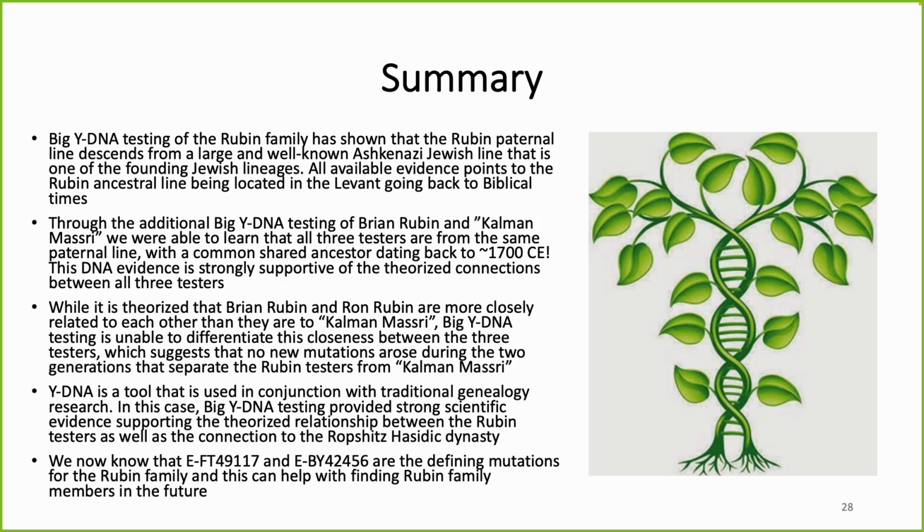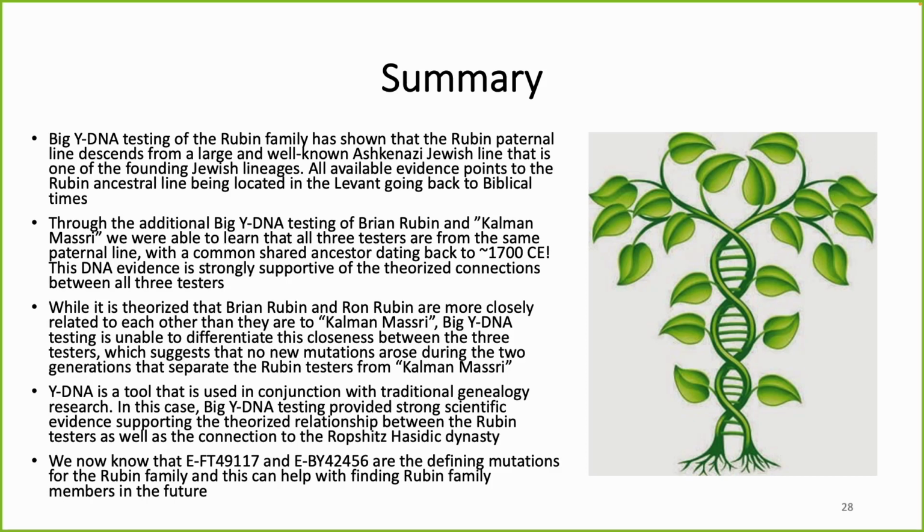And then, through the additional big Y DNA test of Brian Rubin and the pseudonym Kalman Mastri, we were able to learn that all 3 testers are from the same paternal line, with a common shared ancestor dating back to about 1700 CE. And the DNA evidence, as I outlined, is strongly supportive of all of the theorized connections I had talked about in the second and third presentations previously.